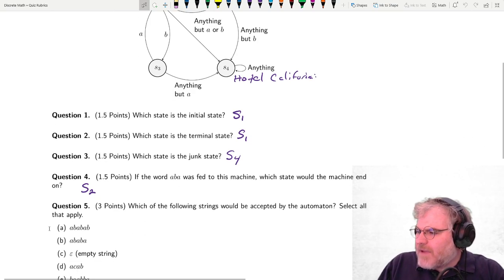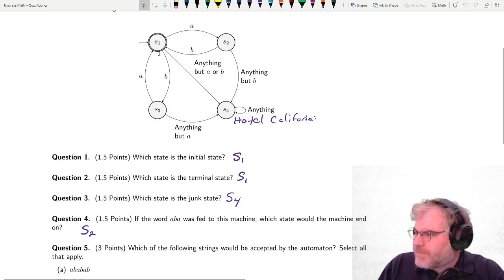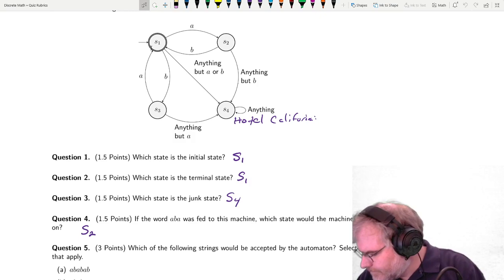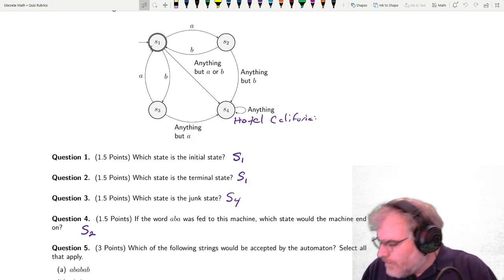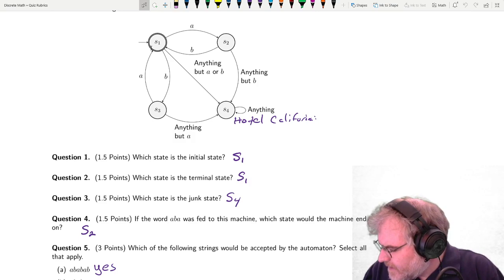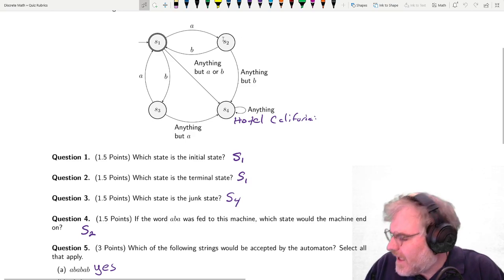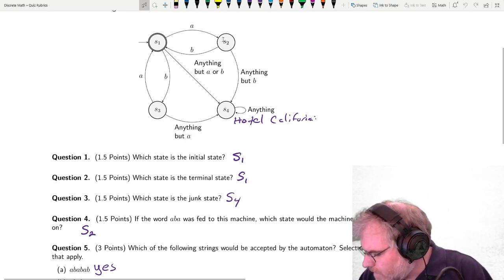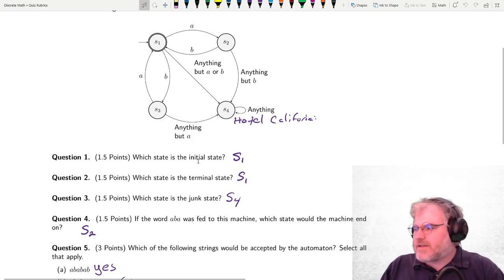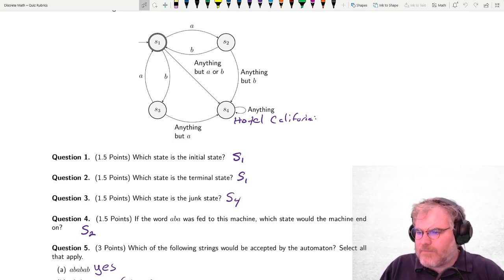Now, ABABAB. So if I go A, B, A, B, A, B, I wind up at a terminal state S1. So that's a yes. But the next one, ABABA, goes A, B, A, B, A, and I wind up at S2, and that's a no, because S2 is not accepting. So how do we feel about the first part of question 5 there, 1 to 5?